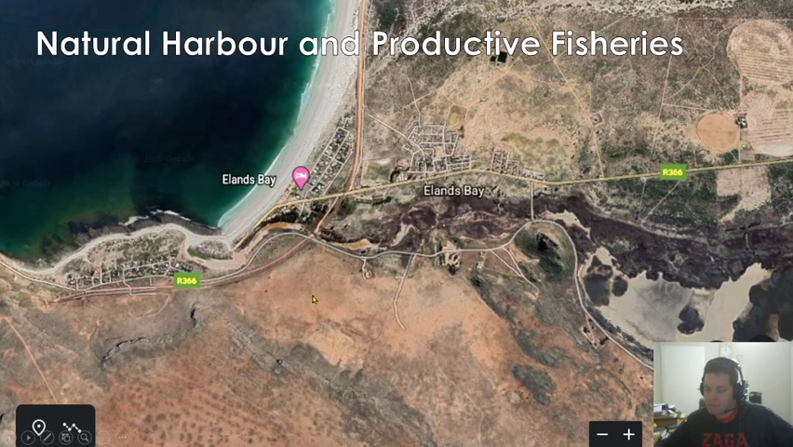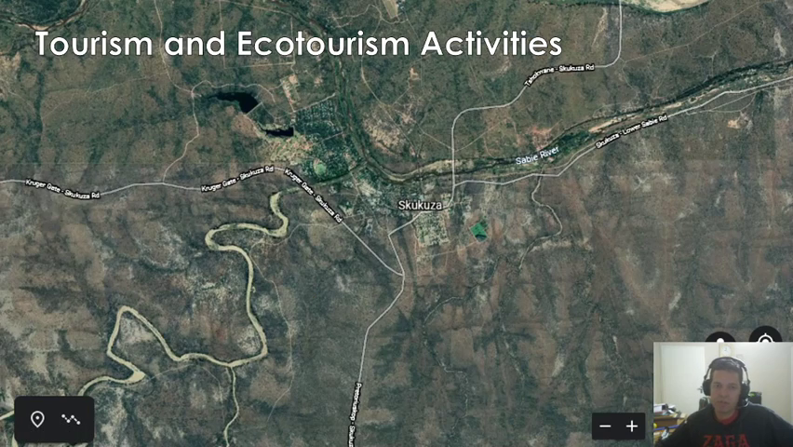The last one we'll look at for this was Skukuza Rest Camp, and as you know, the Kruger National Park is a global tourist destination, so Skukuza has grown and developed from this rural area based on that tourist industry.